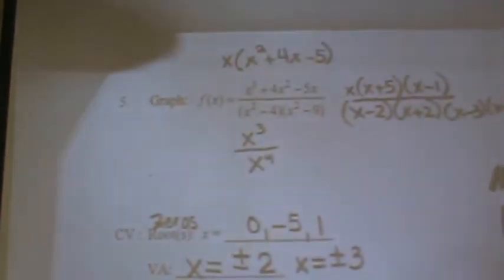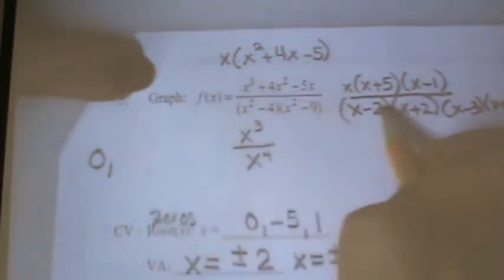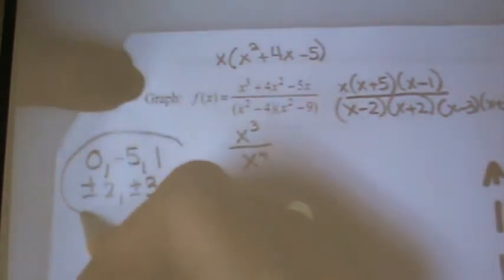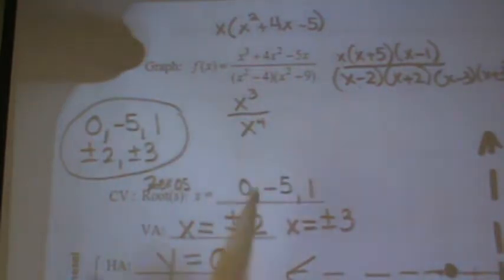Does anyone think they know how to fill out this T-chart? Or exclusion chart, I should say. What are all of my critical values? What's this one? We have 0, we have -5, we have 1, +2. Okay, so these numbers are your critical values. I need you to organize them on this chart, left to right. So what's the smallest one?